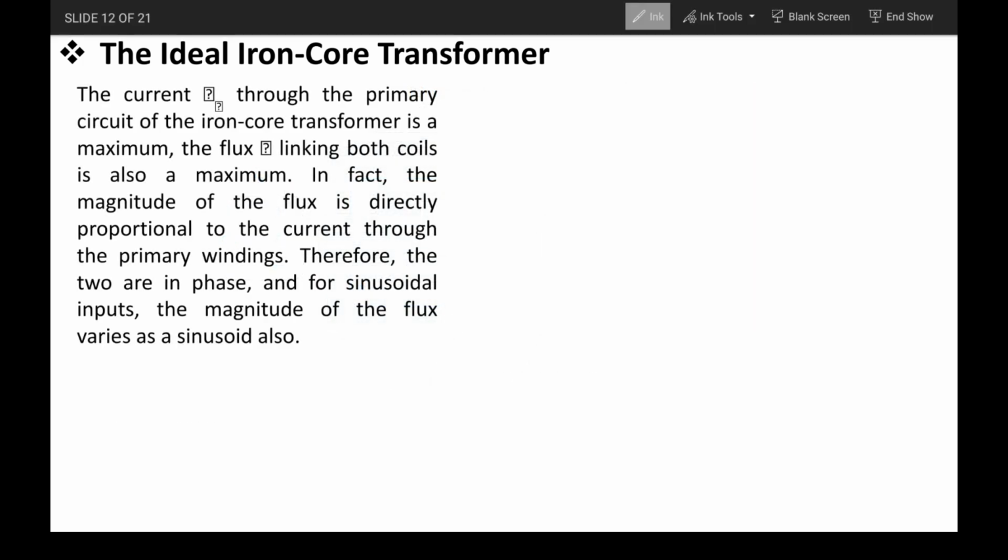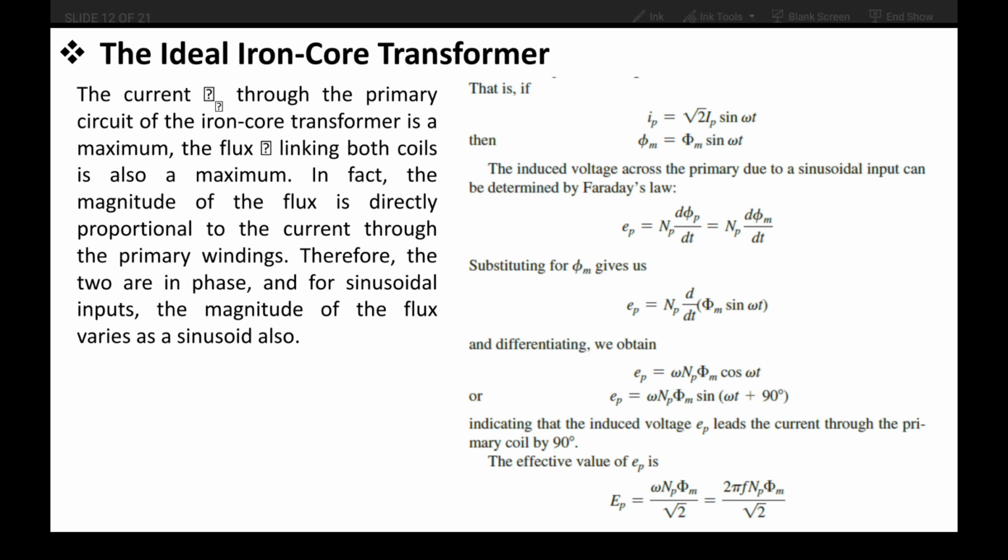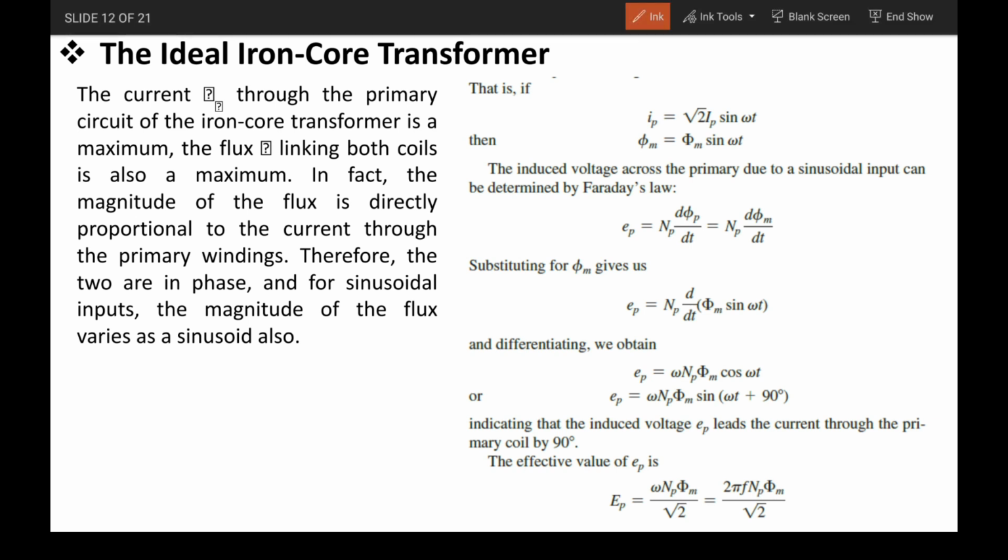Now the current through the primary links both coils. This is basically saying one thing: the primary current IP introduces the flux. So if we sense IP, then definitely the shared flux will also sense. If we consider the current as a sinusoidal AC signal, because we will be supplying AC voltage, a transformer doesn't work on DC.